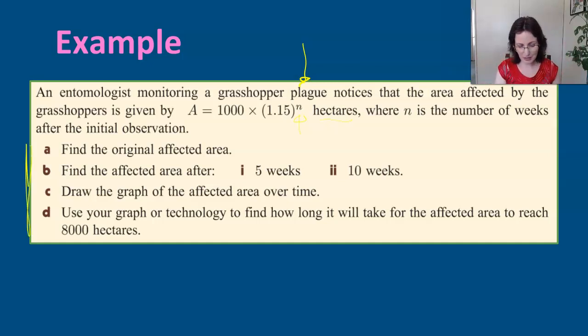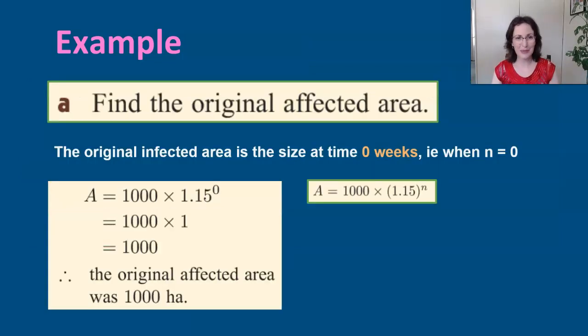And so here are the questions that we're asked to do, the steps. So we're going to start by finding the original affected area. I want you to have a think about that. What happens for the original? That is on the graph, that's actually the y-intercept number. So how many weeks have happened at the beginning there? None. And so which variable is that? That's the n. So to do part A, we're actually going to substitute in when n is equal to 0 and solve for that. So here's one already prepared.